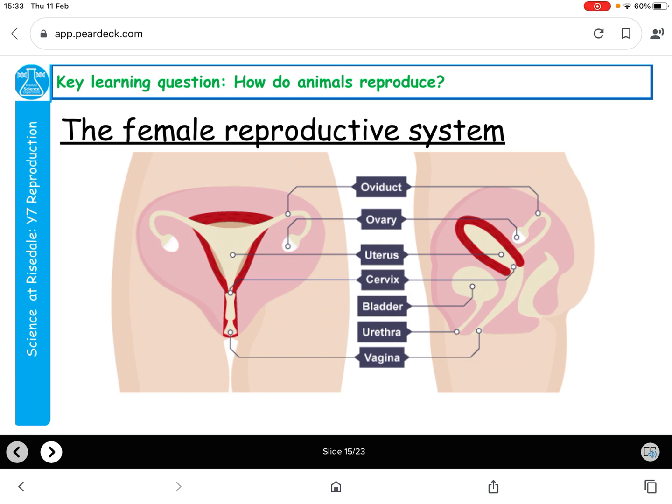After leaving an ovary, an egg cell enters an oviduct, or fallopian tube, as it is sometimes called. The oviducts are lined with hairs called cilia, and these sweep the egg cell towards the uterus. The uterus is where a baby will develop.